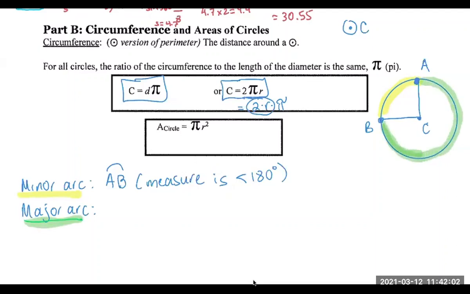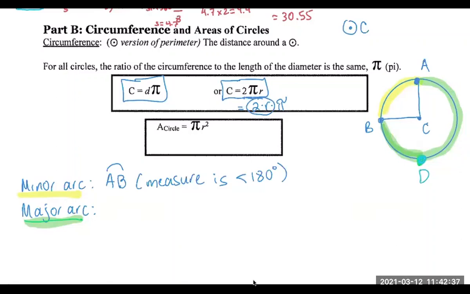If the minor arc is less than 180, the major arc is defined as an arc greater than 180 degrees. So for the major arc, we can't say arc AB. When we say arc AB, we're referring to the minor arc. If we want to describe the major arc, which is bigger, we would need 3 points. So A and B, and then a point somewhere in between A and B. So let's go ahead and give this an extra point here. Let's call this point here D.